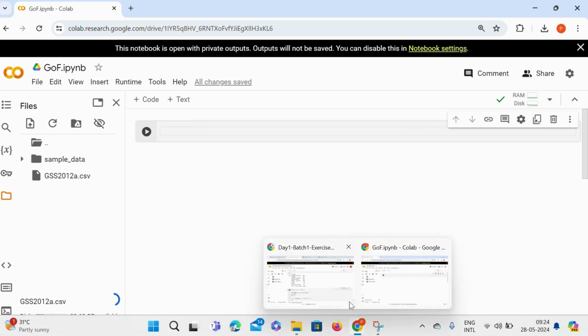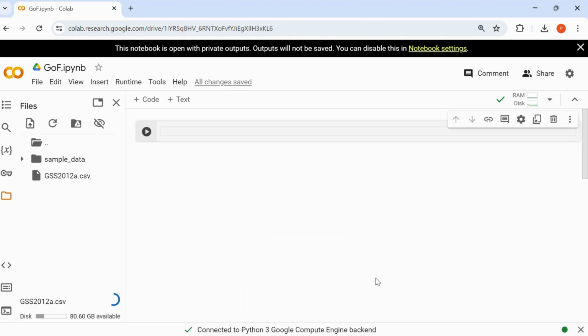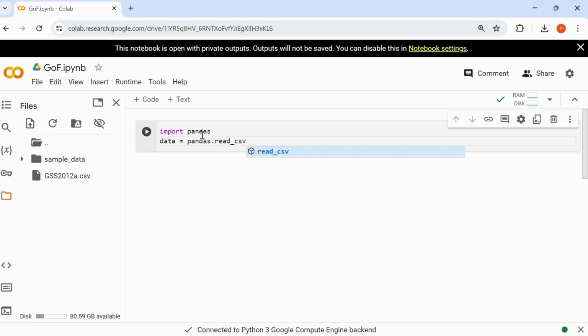Today we will see the effect size of the goodness of fit test. The effect size for the goodness of fit test is known as Cramér V. So we will work on a data set, apply the goodness of fit test, and then we will calculate the Cramér V effect size. I am reading the data in my Colab notebook.